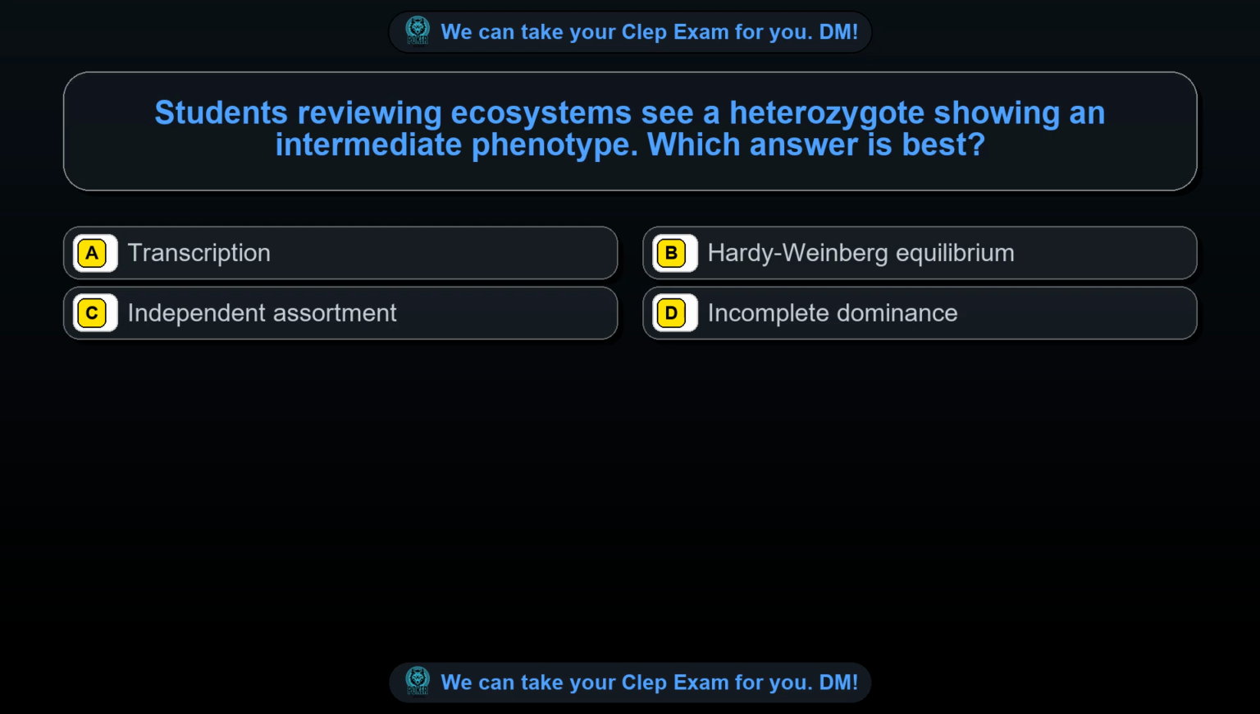Question 1. Students reviewing ecosystems see a heterozygote showing an intermediate phenotype. Which answer is best? Option A, transcription. Option B, Hardy-Weinberg equilibrium. Option C, independent assortment. Option D, incomplete dominance. The correct answer is option D, incomplete dominance.